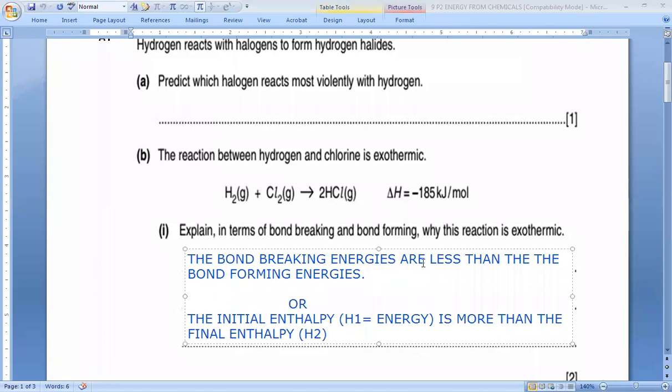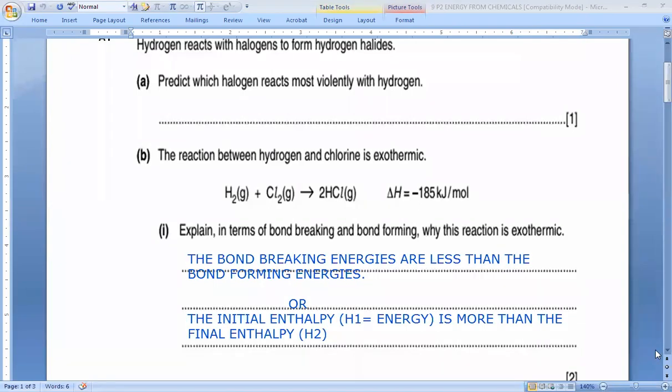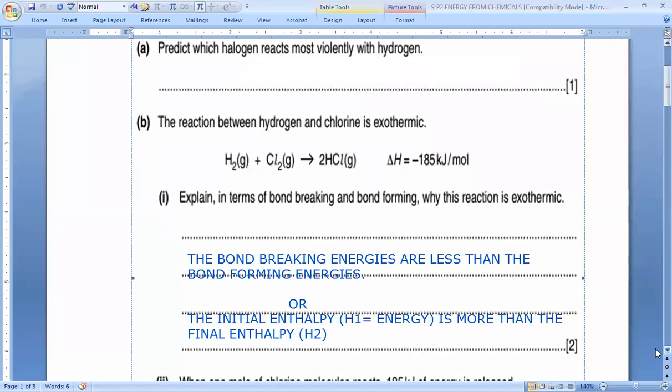The bond breaking energies are less than the bond forming energies. So bond breaking means endothermic, forming means exothermic. So bond forming energies can release more energy than absorbed. So this is called exothermic. And all the language should be reversed. If the reaction is exothermic, the word "less" changes to "more than", and "more" changes into "less than". If the question contains the word endothermic, the language just changes by changing the single word.